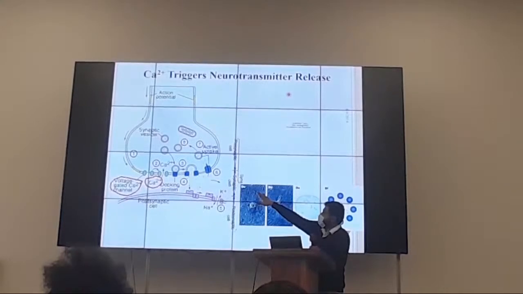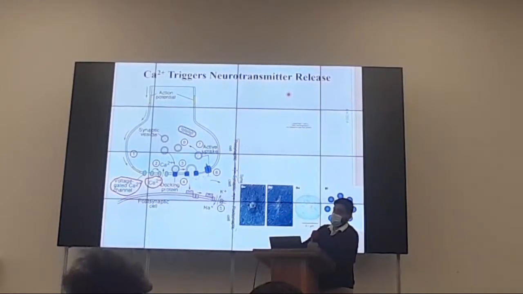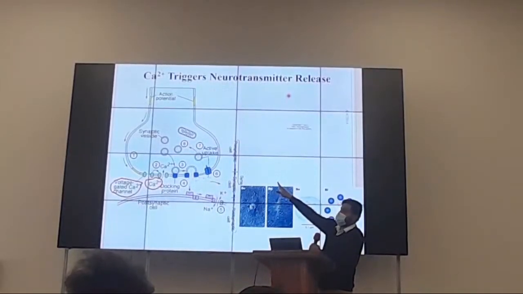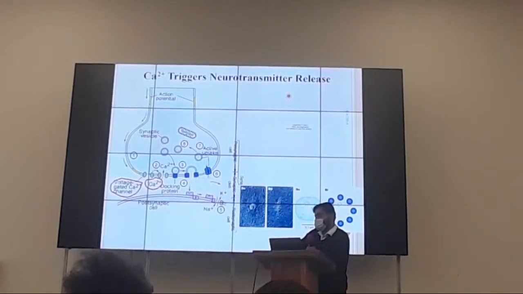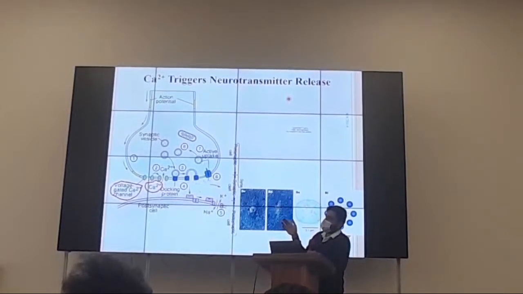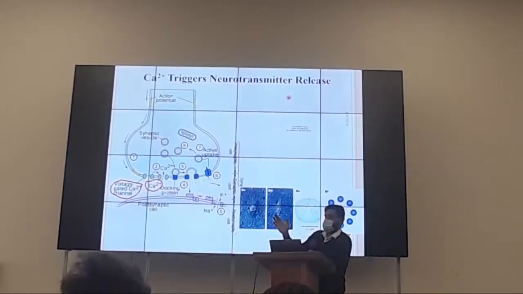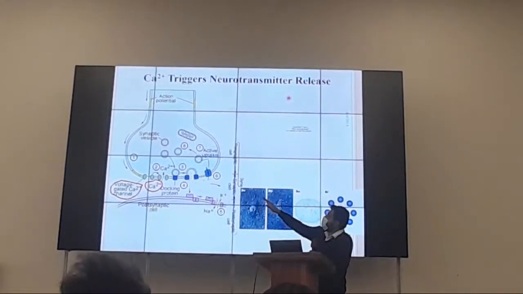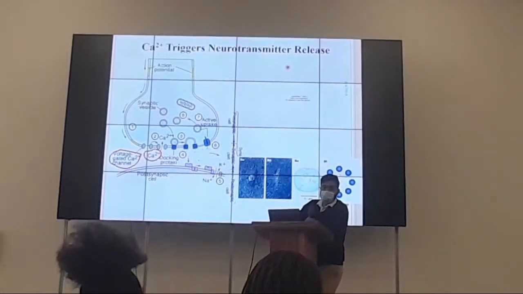When it reaches the axon terminal, there's a slight change in the type of channels that are present. There are voltage-gated calcium channels. The action potential is propagated to the axon terminal by voltage-gated sodium channels. When it reaches the axon terminal, it depolarizes the voltage-gated calcium channels, which opens them. The opening of the voltage-gated calcium channels leads to a calcium influx.